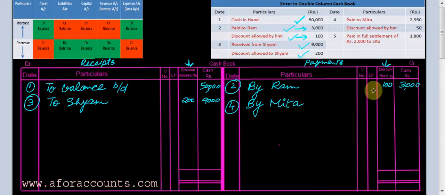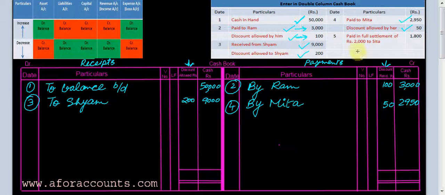How much is the cash? 2950. How much is the discount? 50. Discount is always the partner of cash. If the cash is getting credited, discount will always be credited. If the cash is debited, discount will always be debited. This is a small way to check your journal entry.